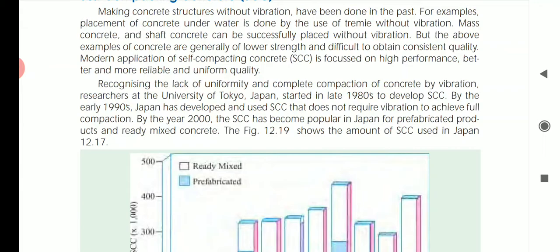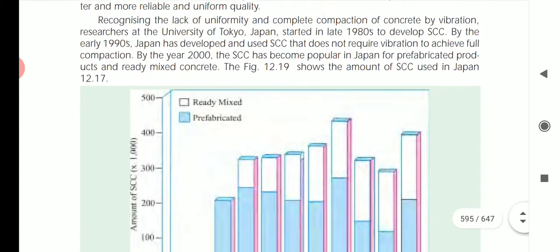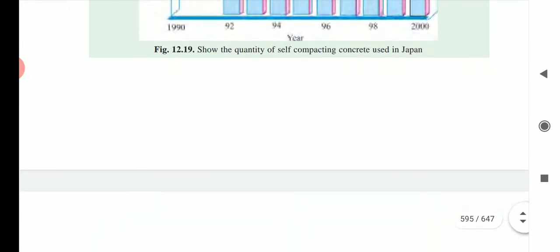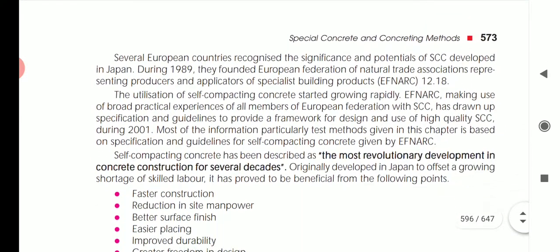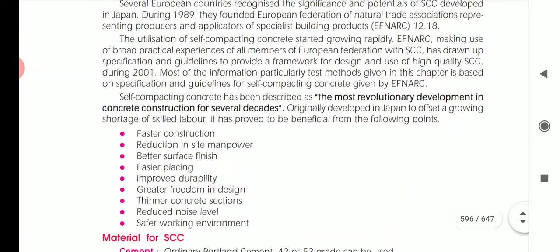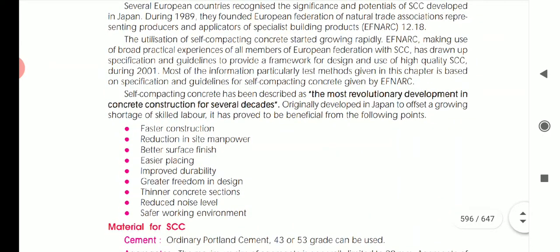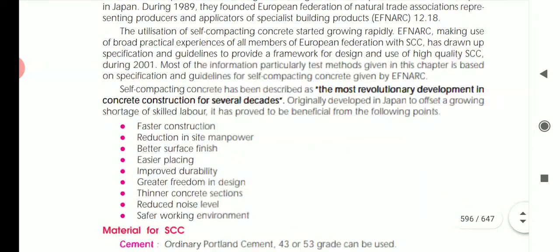So if it is the self-compacting concrete, what are the materials or ingredients present in that self-compacting concrete, that we have to study. And what are the benefits of this self-compacting concrete? That is also mentioned.